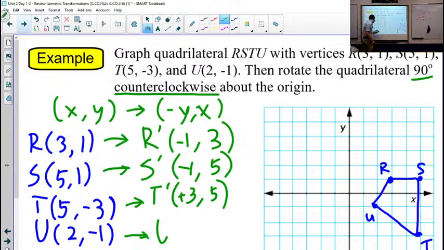Watch it one more time. U prime. 2, negative 1. Switch x and y. 2, negative 1 becomes negative 1, 2. And then that first coordinate is going to get its sign changed. So negative 1, 2. That first coordinate, instead of being negative 1, now it's positive 1.